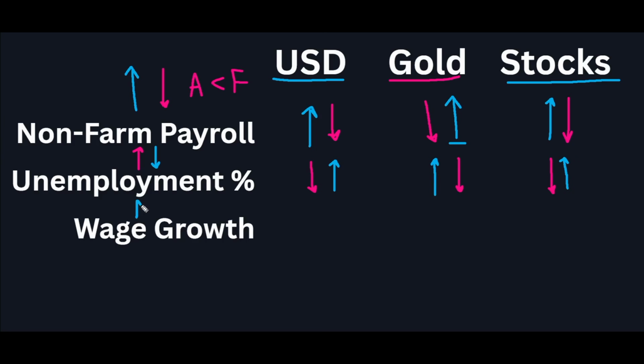Let's now do wage growth. Let's say that wage growth is strong and people are getting aggressive wage increases month over month and year over year. This would be showing a strong US economy because, again, wages increasing means the demand for labor is strong. This would be good for stocks and good for the US dollar. Conversely, this would be negative for gold. And when we flip everything around and say wage growth is diminishing, that would be bearish for the US dollar, bearish for stocks, and bullish for gold.